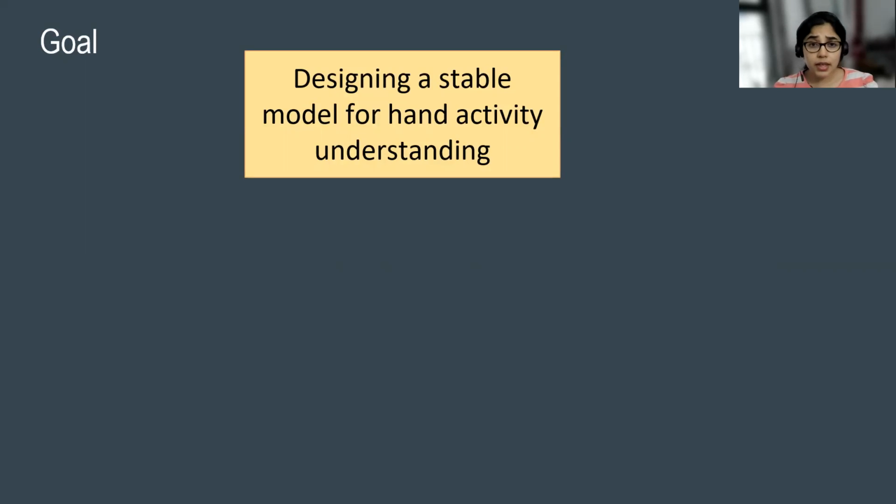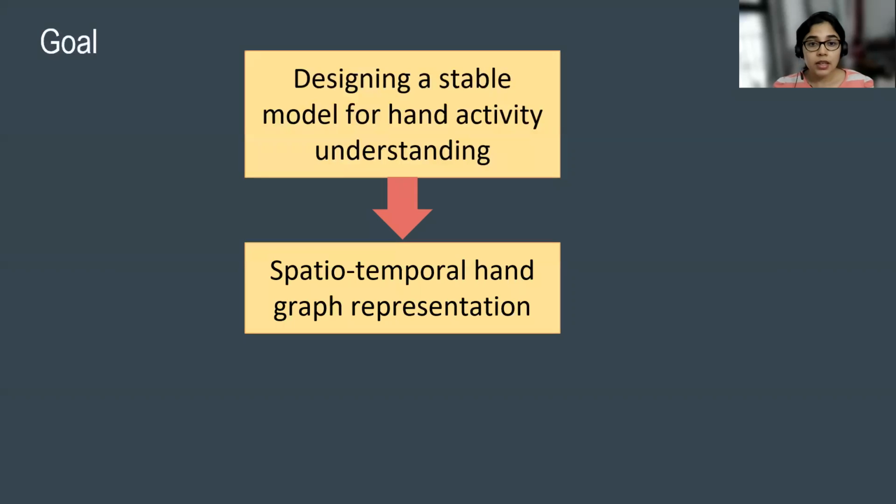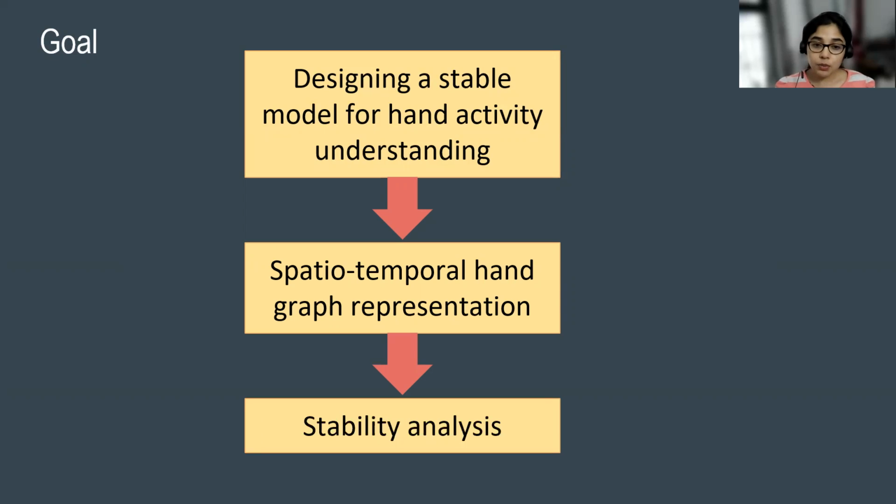So the main design goal of this work is to design a stable model for hand activity analysis. For that, we have represented the hand skeleton data as a spatiotemporal hand graph, and then we propose two new stability matrices to analyze the proposed method.